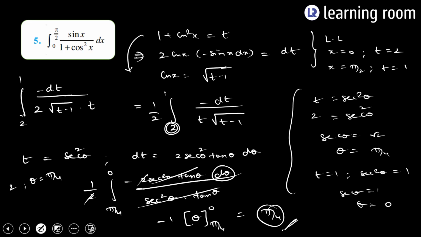Pi by 4. You have to think, there is another way. Then what I was thinking is something similar, but instead of building two variables, I was just thinking of the fact, since I don't have the equal powers of sine and cos, I thought, why don't we divide the numerator and denominator with sine square or cos square?